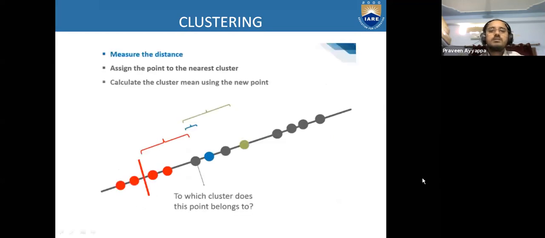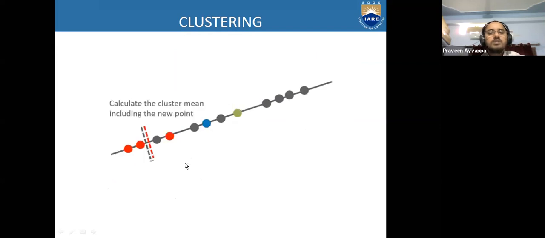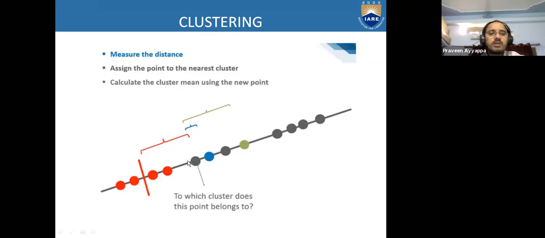And next, measure the distance. How is the distance going to be measured? Assign the point to the nearest cluster, then calculate the cluster mean using the new point. To which cluster does this point belong? As we have implemented this, this entire part has become one cluster, because if you look into the figure, these points are arranged in the form of red color, and now we need to calculate the distance measure for this one.